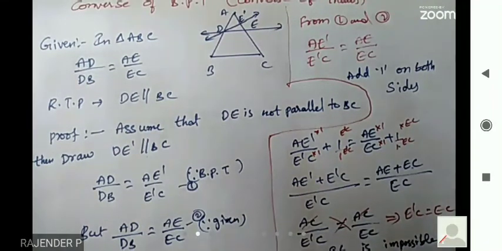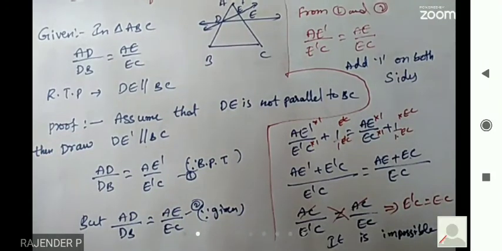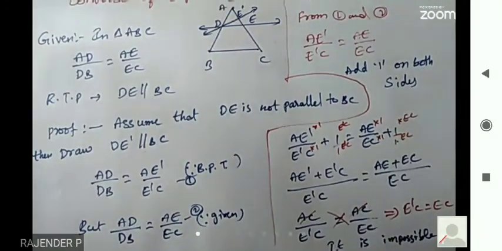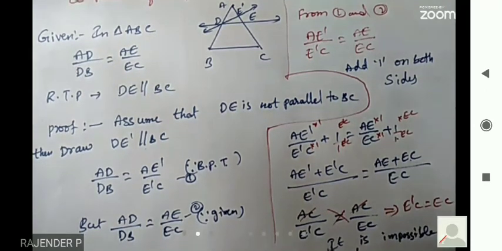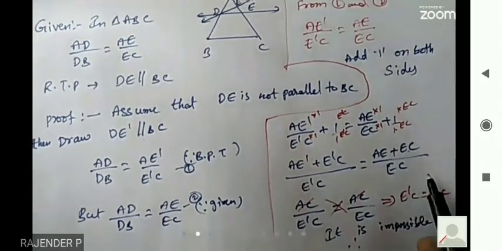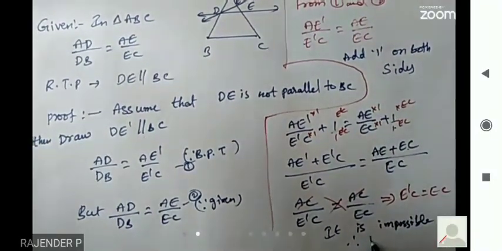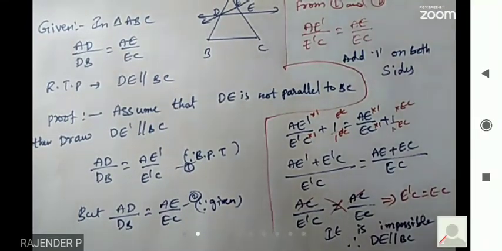When it is impossible, then we conclude that what is given is correct and what we assumed is wrong. Therefore, DE is parallel to BC. In this way we can prove it by using the indirect method.